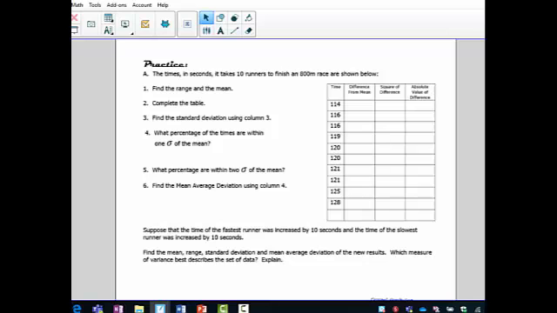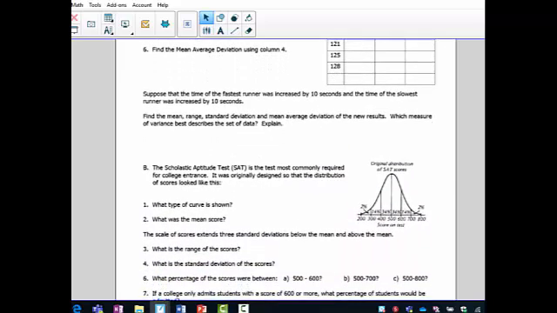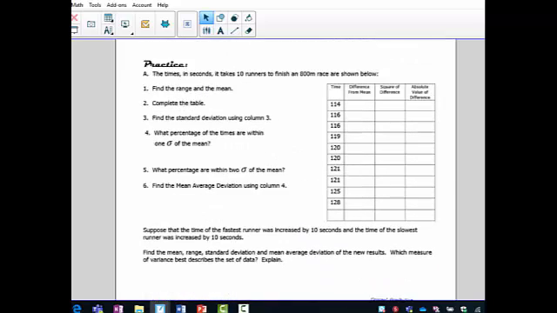Okay? On the back, you have some practice problems. You can go ahead and finish this page on your own, and we'll have some additional practice that you can work on later.